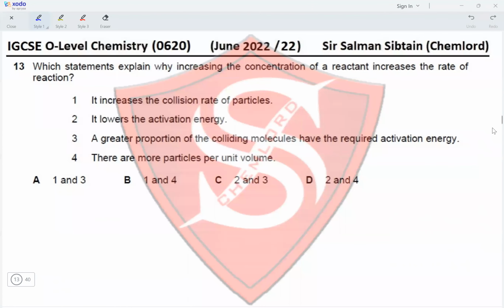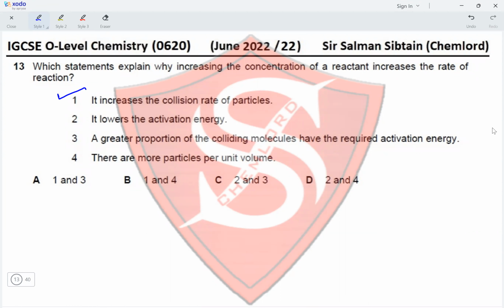Question 13. Which statements explain why increasing the concentration of a reactant increases the rate of reaction? Okay, so statement one, it increases the collision rate of particles. Yes, because as the number of reactant particles increases, the collision between the reactant particles would also increase. So this is correct.